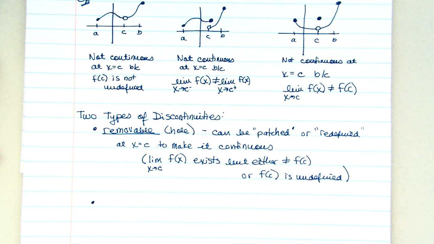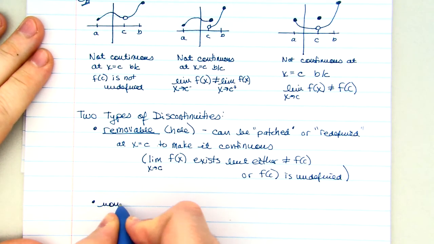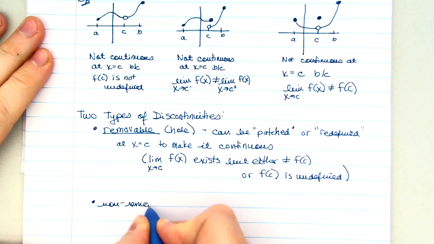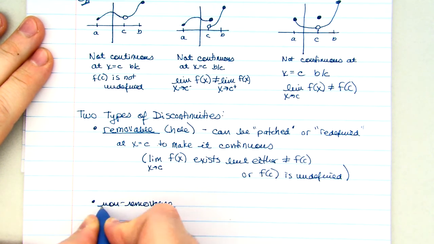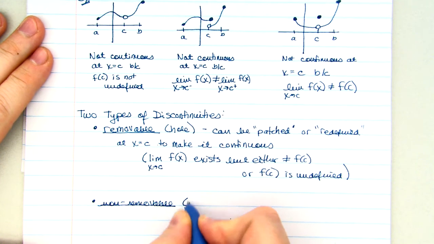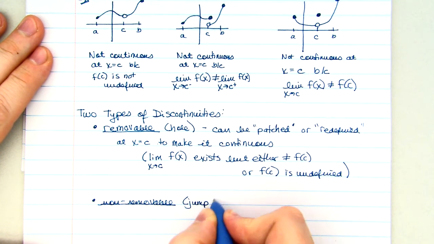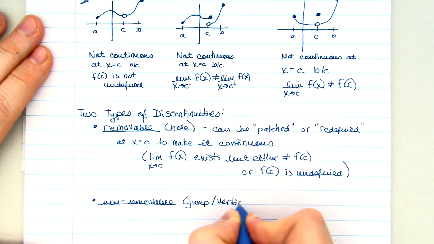I already mentioned the other name. The other type is a non-removable discontinuity. Those are going to be jumps or vertical asymptotes. More with that in a moment. Non-removable discontinuity. For our purposes, jumps or vertical asymptotes.